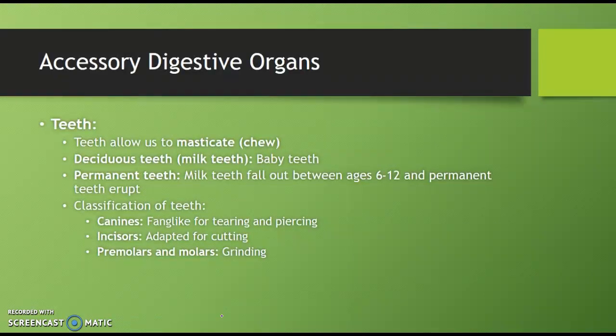Now we're going to talk about our accessory organs. First, there are the teeth. Teeth allow us to masticate, or chew. We have our deciduous teeth, which are our baby teeth, and then once we lose those, our permanent teeth come in. When we look at our classifications of teeth, we have our canines, which are finger-like or piercing, the incisors, which help with cutting, and the molars, which help with grinding.